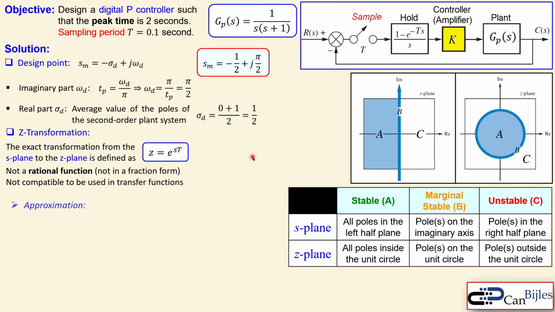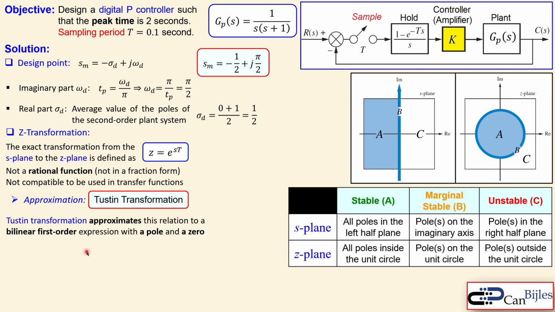Now we can use an approximation. There are many approximations. One of the approximations I found convenient and easy to work with, and also in the math process, is the Tustin approximation or Tustin transformation. The Tustin transformation approximates this relationship to a bilinear first order expression with 1 pole and 1 zero. So what does it mean?